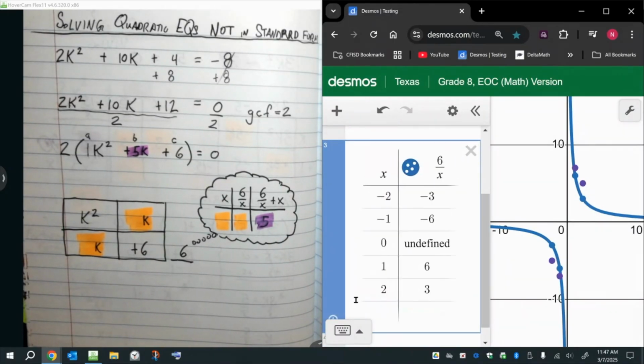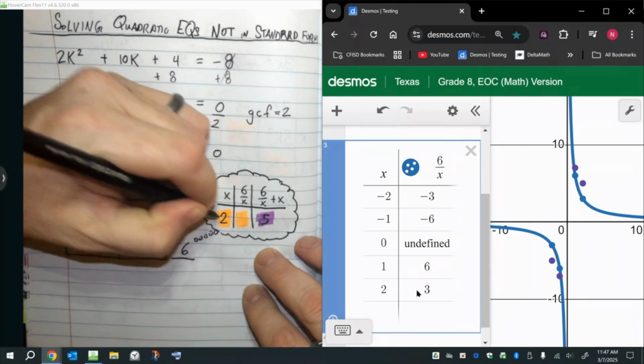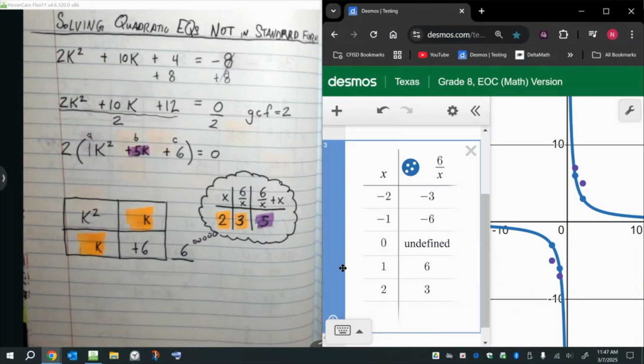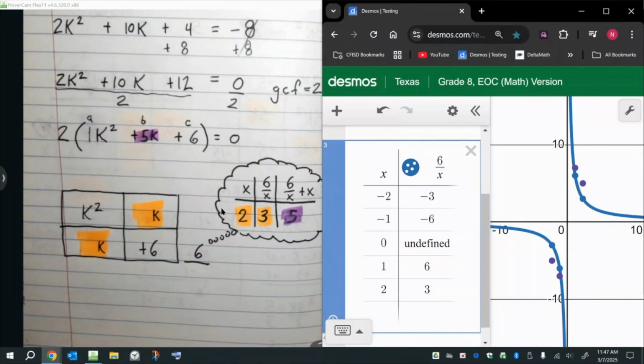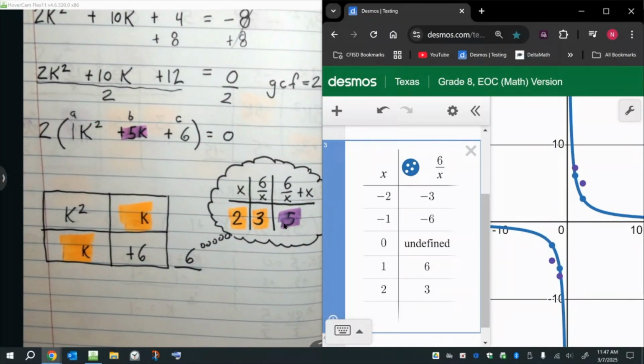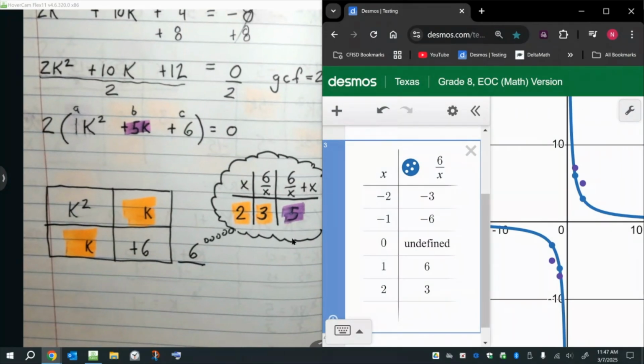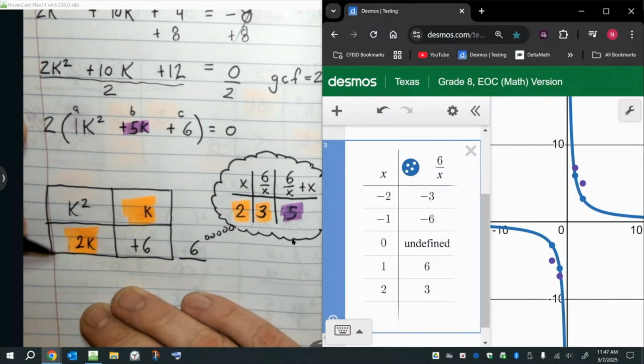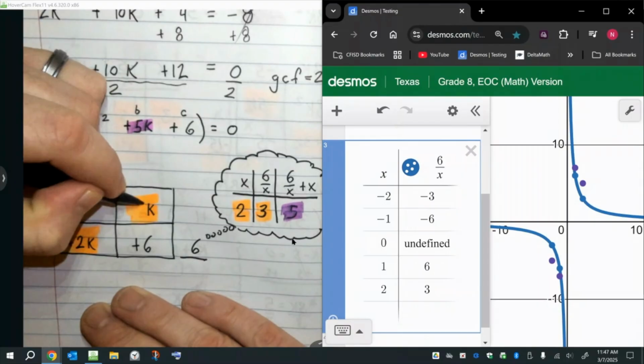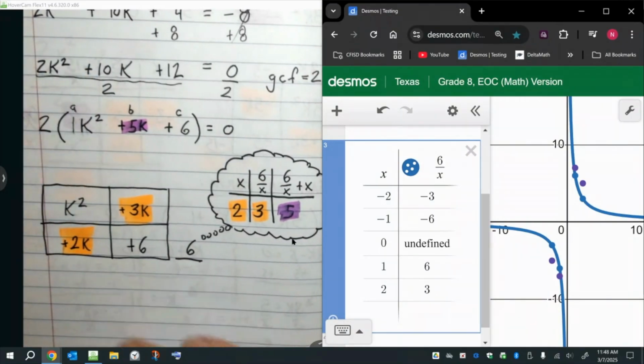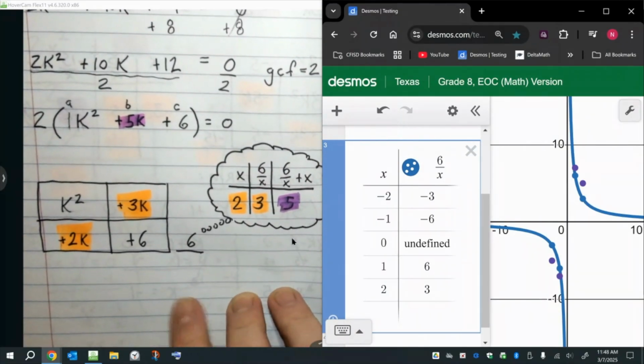So what does 5 go with? 2 and 3. So 2, 3. If I look over here, 2 and 3 add to 5. They multiply to 6. Awesome. So we'll put a 2 in one of the boxes, a 3 in the other box, and now we just take the GCF of everything.